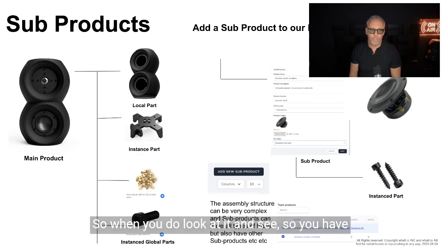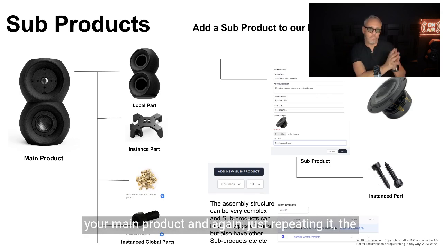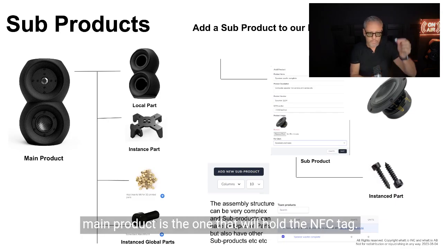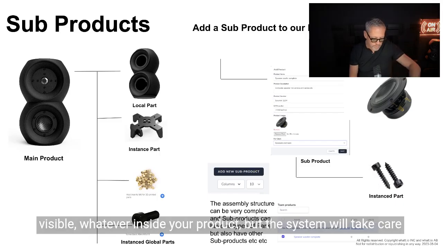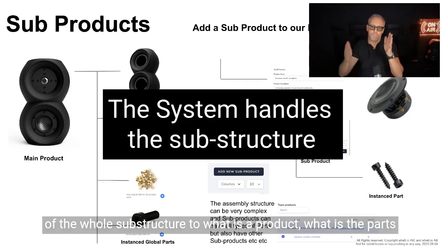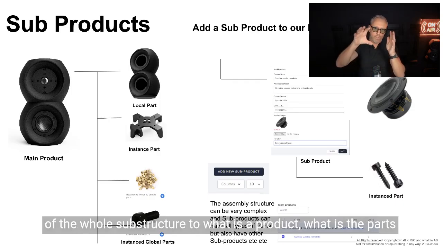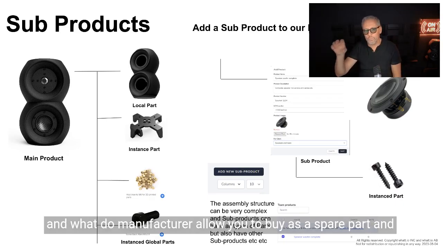So when you look at it, you have your main product, and again, just repeating it, the main product is the one that will hold the NFC tag. It will probably hold the unique identifier, that data carrier that is hidden or visible, whatever, inside your product. But the system will take care of the whole substructure: what is a product, what are the parts, and what the manufacturer allows you to buy as a spare part.